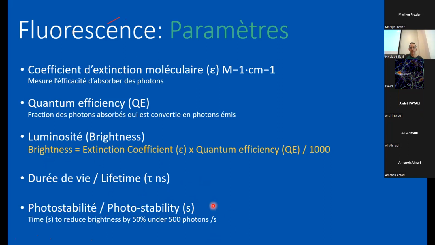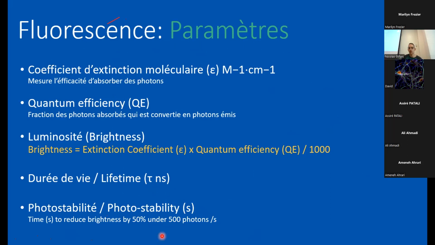And the last parameter is the photostability. If I shine light on a fluorophore, say 500 photons per second, for a period of time, I wait and I measure how much light I get, and I want to know how long it takes to reach 50% of what I had before. This is called the photostability, in seconds. Each fluorophore has all of these parameters, but specific to it.